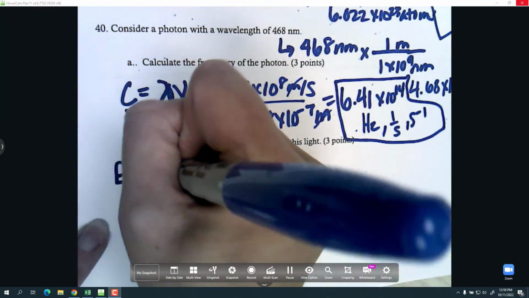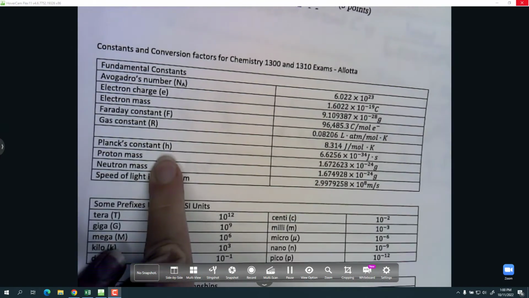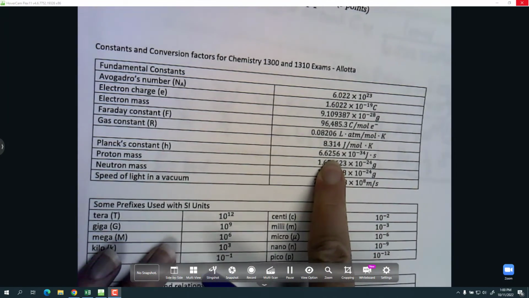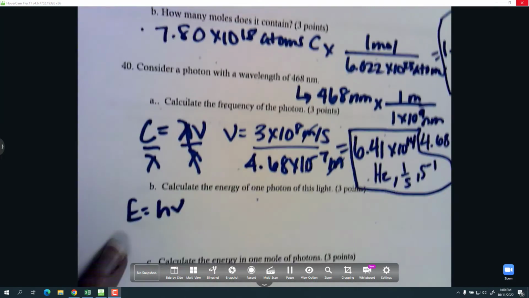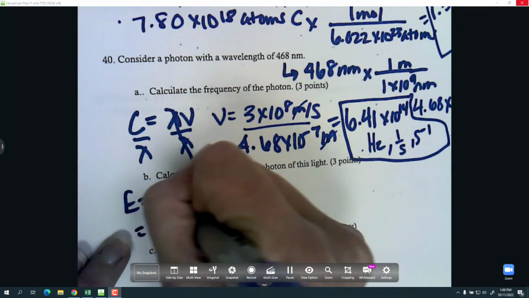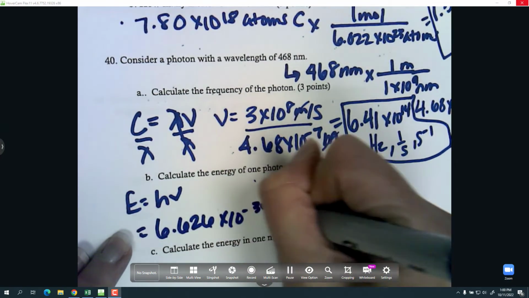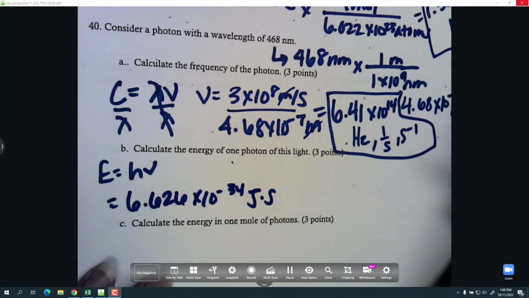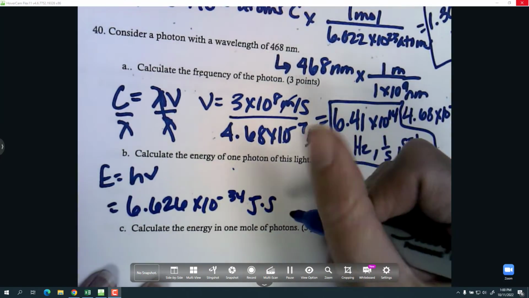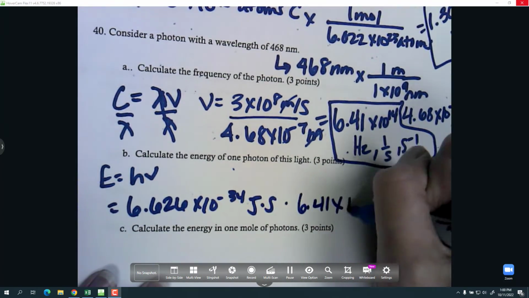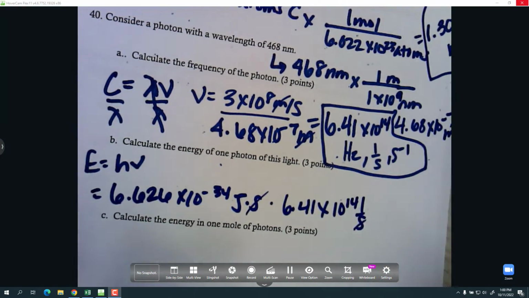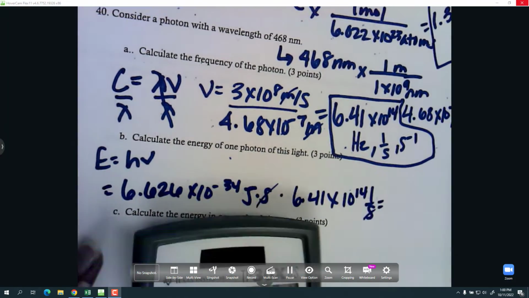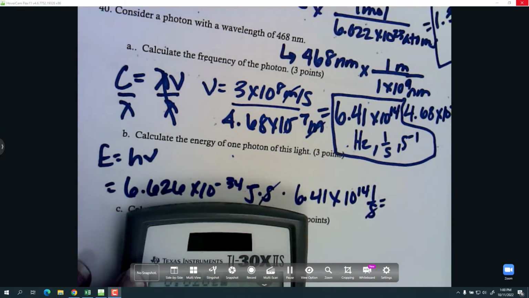Energy also has a constant in it, and the constant is also on the equation sheet, 6.6. I always read it as 6.626. I think the book says 6.63. Whatever you round it to is fine. And the units are joules times seconds times the frequency, which is what we just figured out. I'll put it as 1 over seconds so that you can see how the seconds cancel, and my units would be joules.